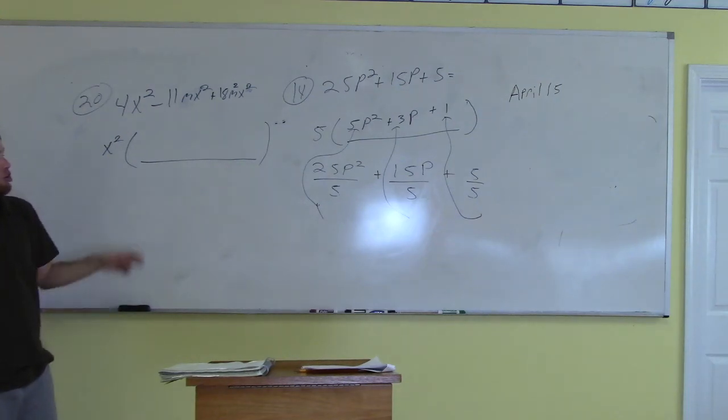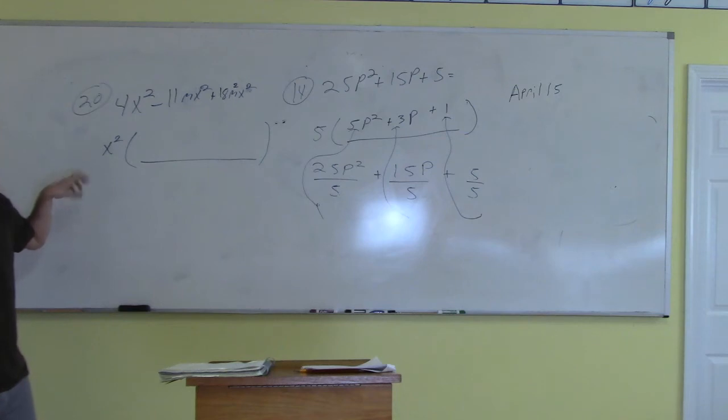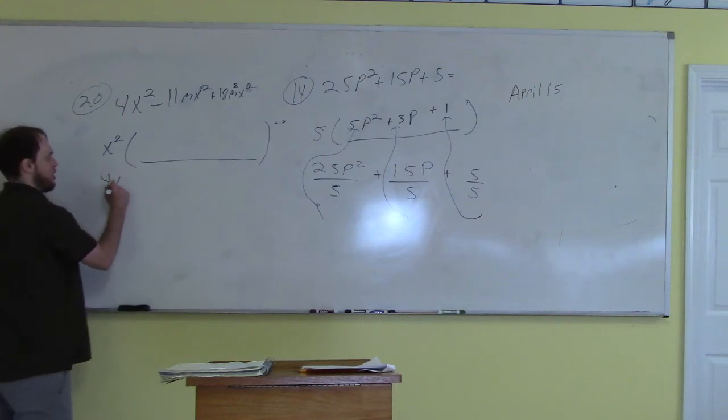All right, so all they want you to do is figure out, okay, what goes in this parentheses. Once we pull that x squared out, what goes into it? The way you pull it out is by dividing. That's how we divide. And so you're just going to do 4x squared divided by x squared.